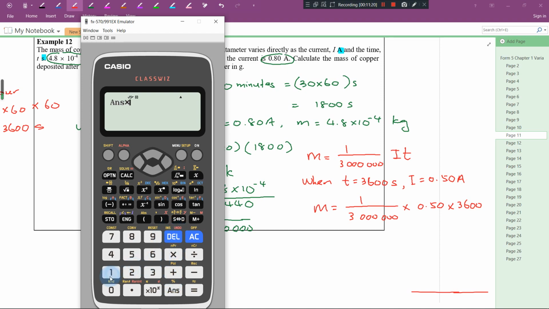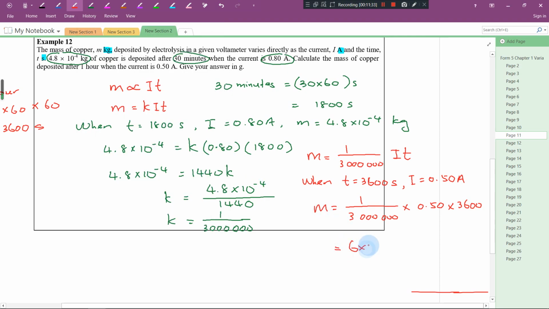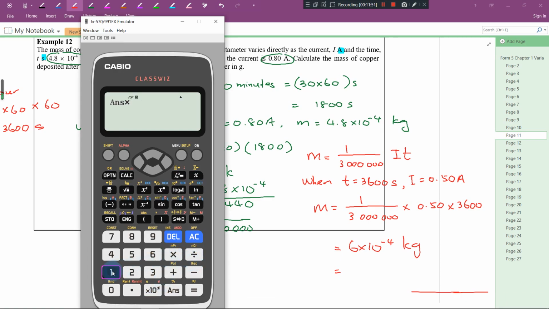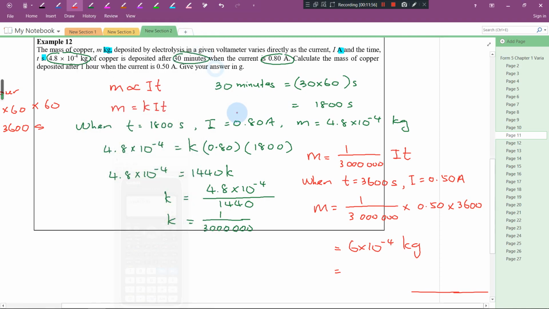Okay, so just take our calculator, key in all these values: 1 over 3,000,000 times 0.5 times 3600. Okay, so this answer, if I change to decimal, will become 6 times 10 to the power of negative 4. But this is kilogram, not gram. Since the question asks us to give our answer in gram, we have to convert this to gram. How to convert to gram? We just times 1000, right? Okay, so the answer is 0.6 gram.